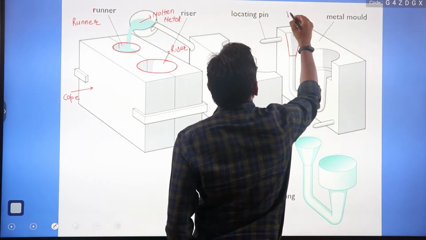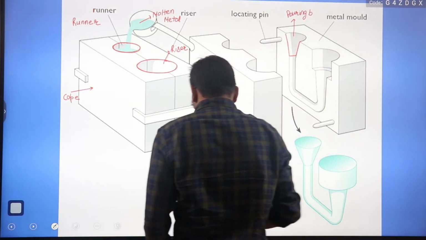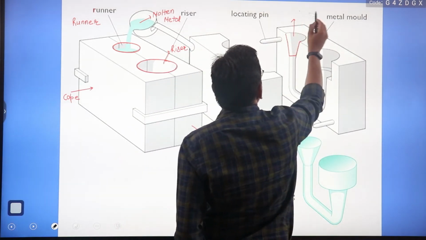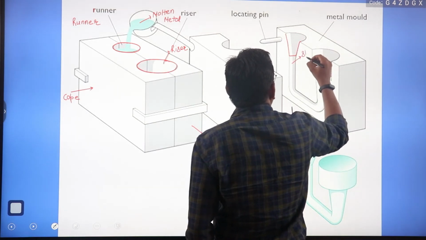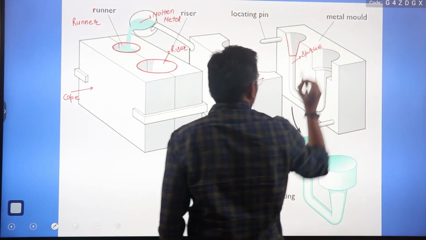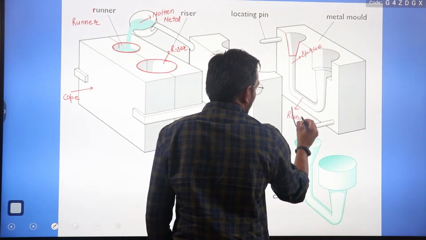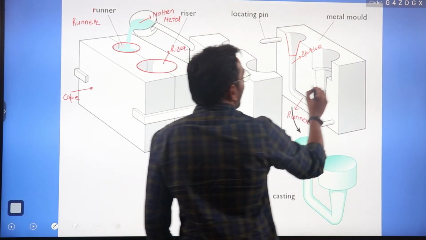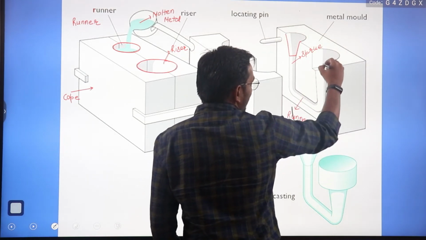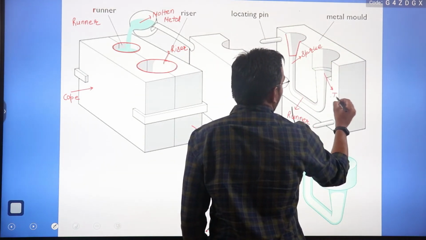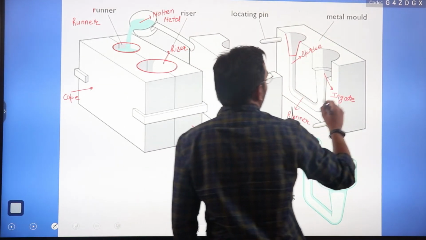This opening is known as pouring basin, or not pouring basin, I can write. This is your sprue, and this is known as runner. This entry in the mold cavity is known as in-gate, right?